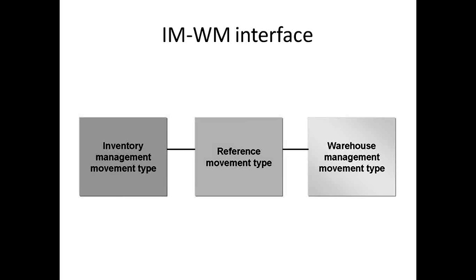So with this, what happens? A single inventory movement type can be assigned to as many reference movement types. In the same way, a single reference movement type can be assigned to as many warehouse management movement types. There is no control over the reference movement type. The reason why it has been maintained in such a way, we'll discuss in later classes when we discuss movement types.